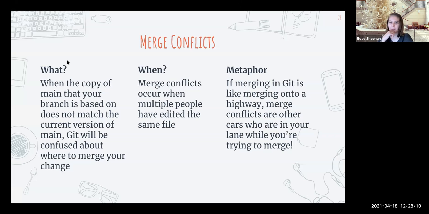There we go. When multiple people have edited the same file. And if we extend our highway metaphor, think about you're about to merge onto the highway and then there's some other cars in your lane because other people have made changes, and you're going to have to manually figure out, okay, how do I get onto this highway? How am I going to merge what's there with what I have?